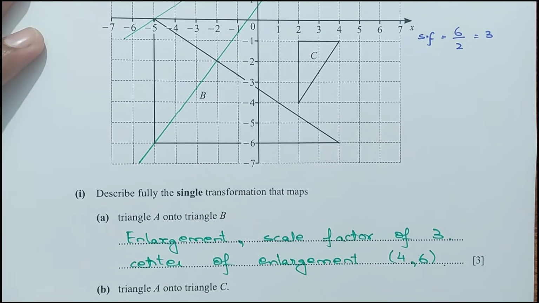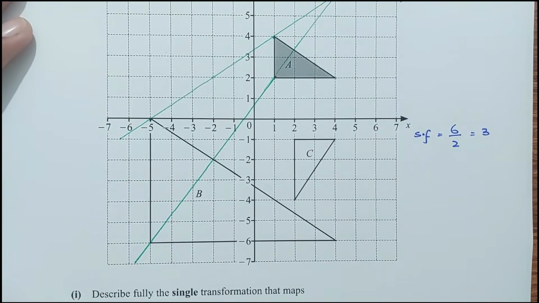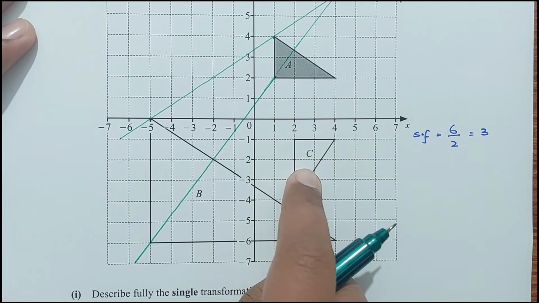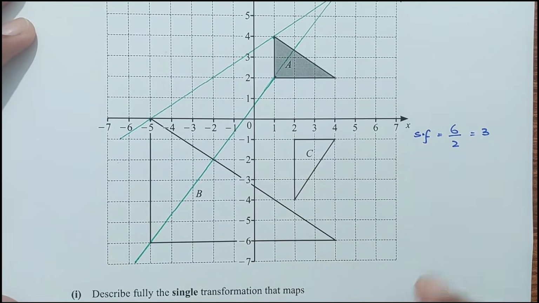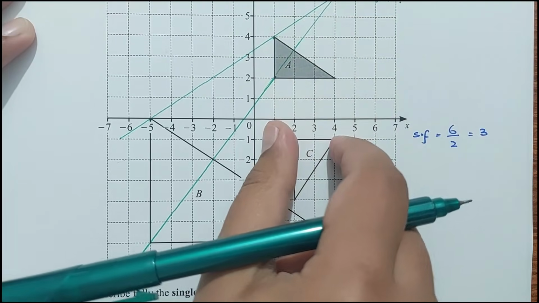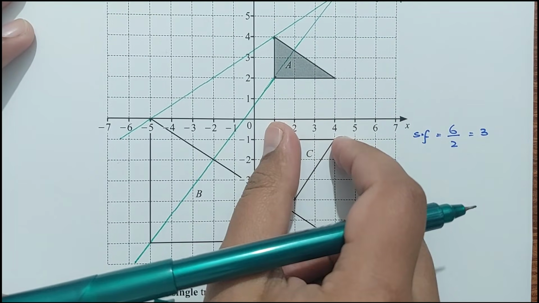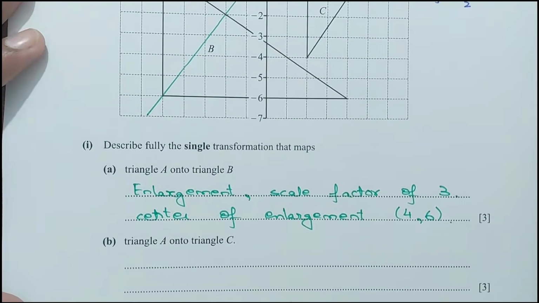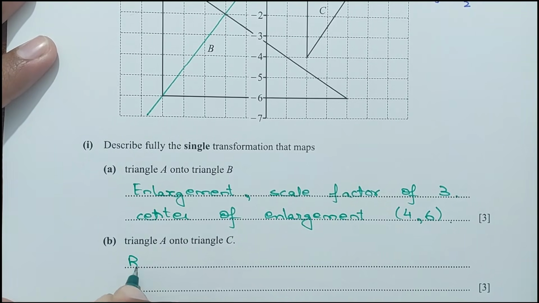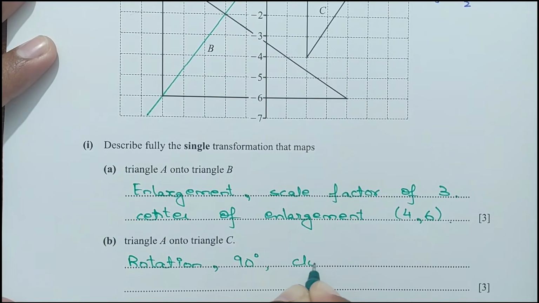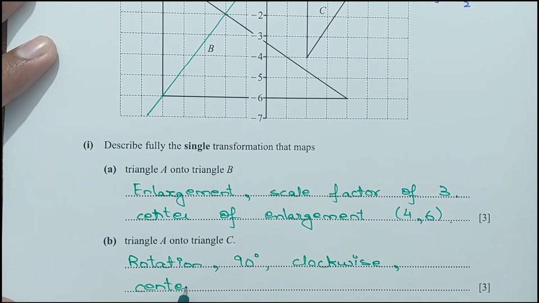Now for triangle A onto triangle C. A onto C. So this is a rotation 90-degree clockwise. We can find the center by tracing paper. So it is a rotation 90-degree clockwise. Let's find out the center of rotation.